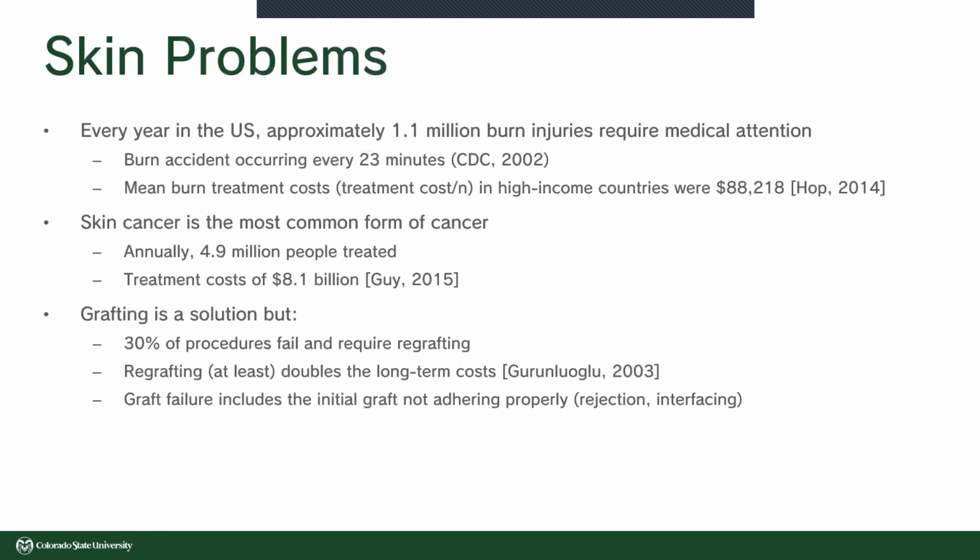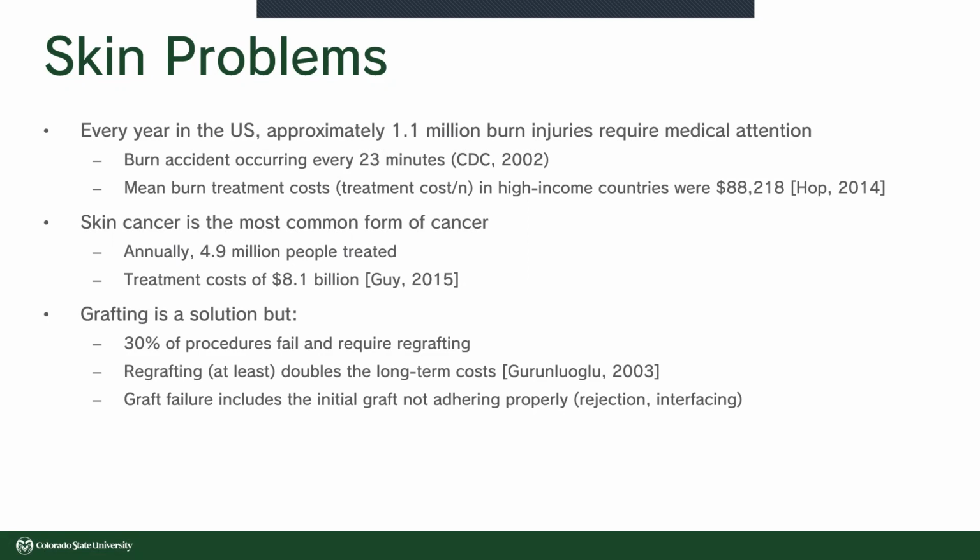Now, another big threat to our skin is skin cancer. It's the most common form of cancer, actually, and annually 4.9 million people were treated. Actually, this is as of 2011. With the treatment cost being about $8.1 billion. So Guy et al. looked at some analysis for this between 2007 and 2011, and they found that every year the cost increases about 125%. So meaning that skin cancer treatment is also one of the cancer treatments that actually gets more expensive over time as compared to some of the other ones.